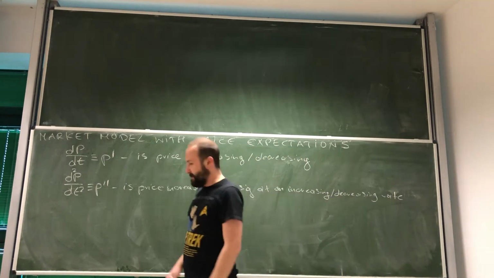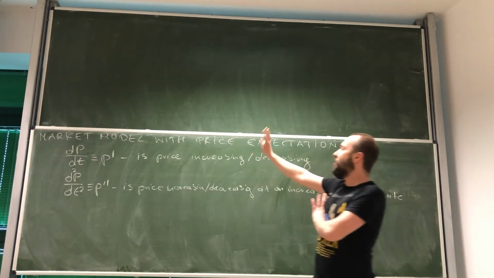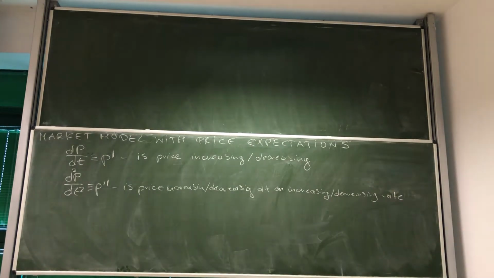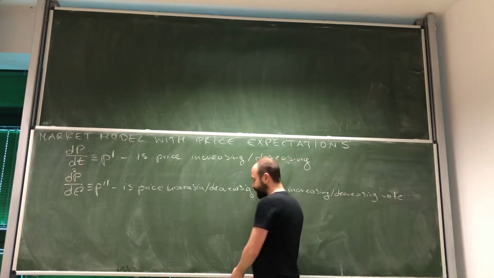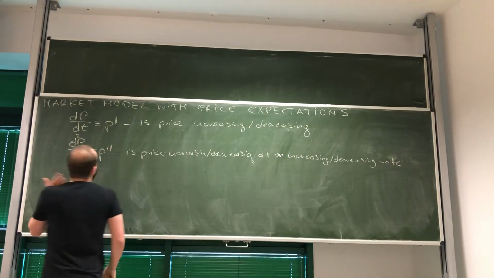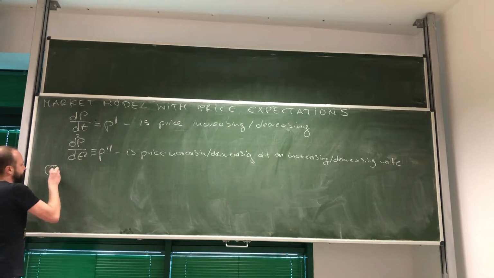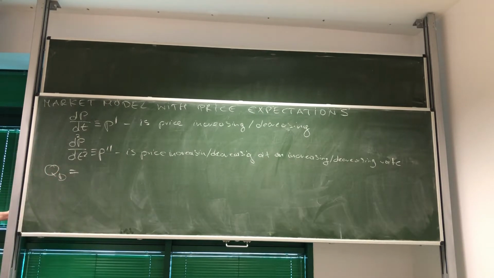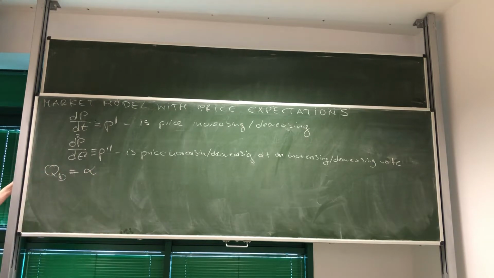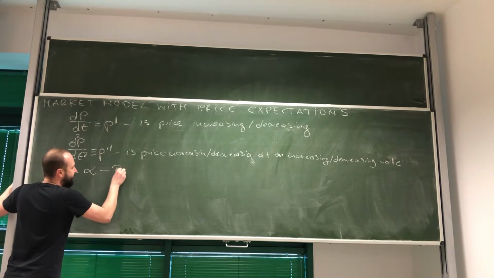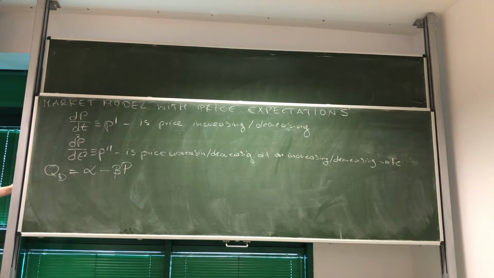All this information we will have in those two derivatives. Okay, so now that we know what type of information these two expressions are bringing to the table, let's write down the model. As in every market model, we need to have quantity demanded, and we're going to be modeling expectations on the demand side of this model. So we will have a very similar model to what we had. So this is alpha minus beta p. Look, that was our old model, right?